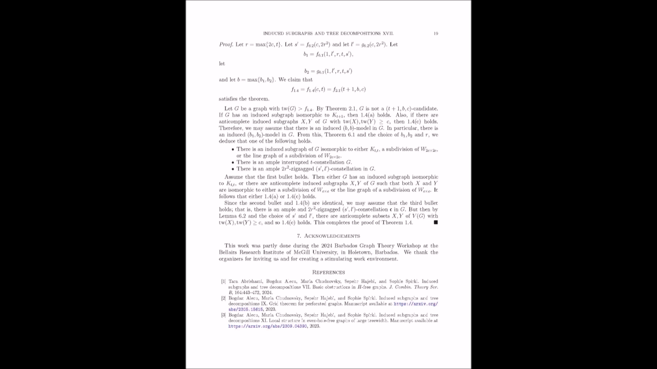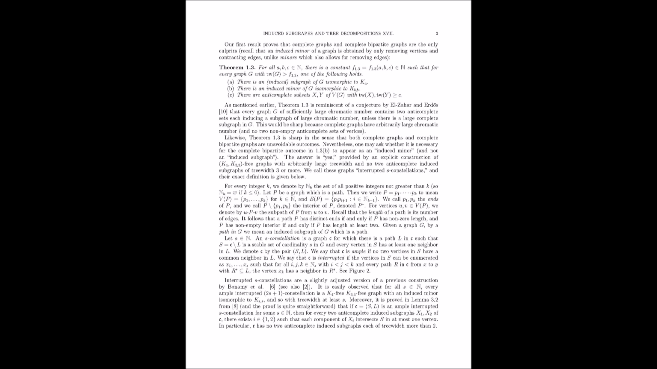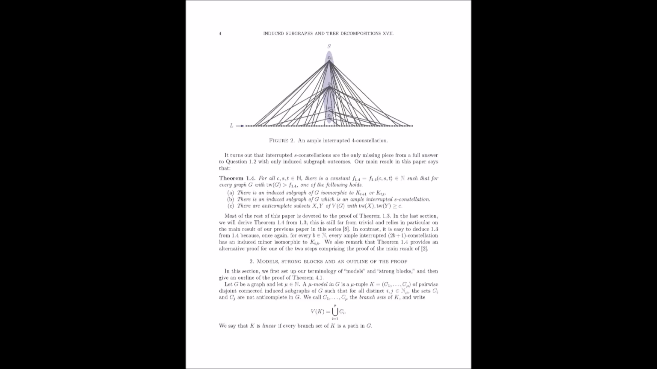Well, I'm all ears. Let's delve into those proof techniques. But before we get lost in the mathematical maze, can we quickly recap the main players in this mystery? Absolutely. So we're looking for graphs with large tree width that contain two anti-complete sets, also with large tree width. The culprits preventing this are complete graphs, complete bipartite graphs, and interrupted constellations. Gotcha. Theorem 1.3 essentially says that if a graph doesn't have any of those culprits as an induced minor, we're good to go. We'll find our special anti-complete sets. And Theorem 1.4 builds upon this, saying that those three are the only things standing in our way. Perfect. Now I'm ready to dive into the proofs and see how they built this airtight case.